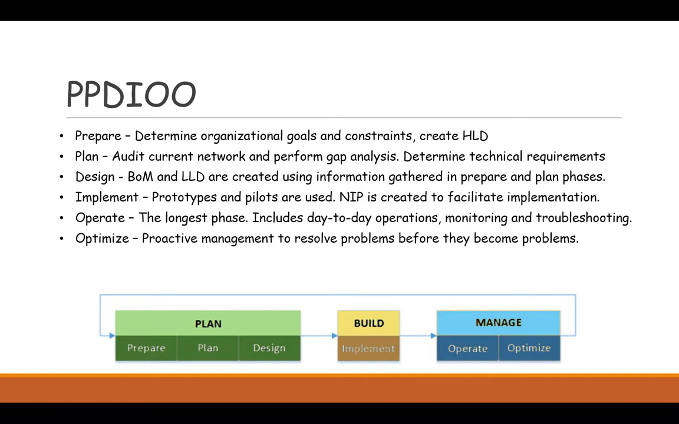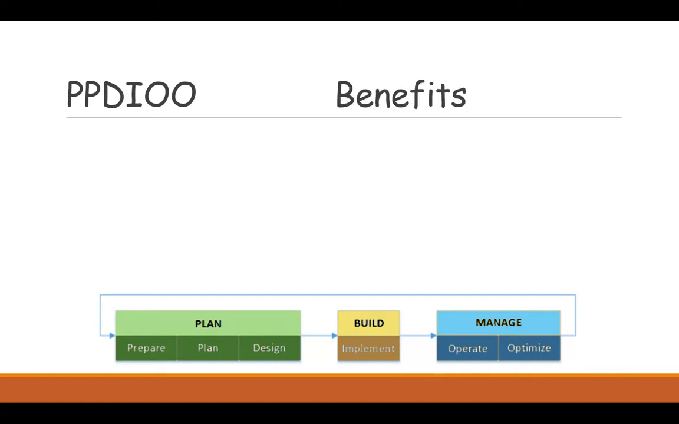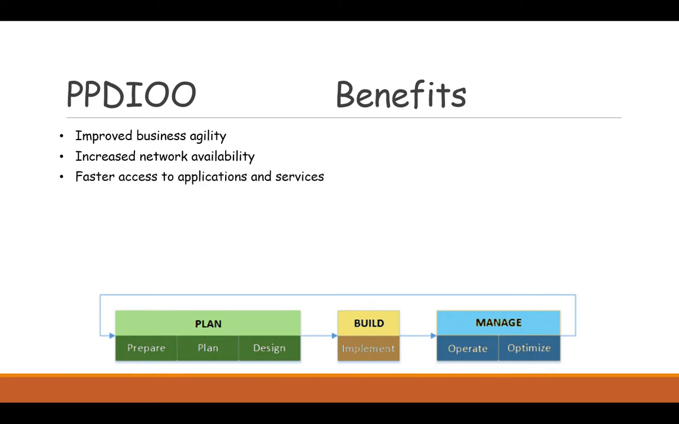Now, this is fine and all, but other than the obvious benefit of feeling a little more organized, what's the point? Well, Cisco's pretty specific and lists four key benefits that you will reap by using the PPDIOO lifecycle. These are improved business agility, increased network availability, faster access to applications and services, and a lower total cost of ownership.